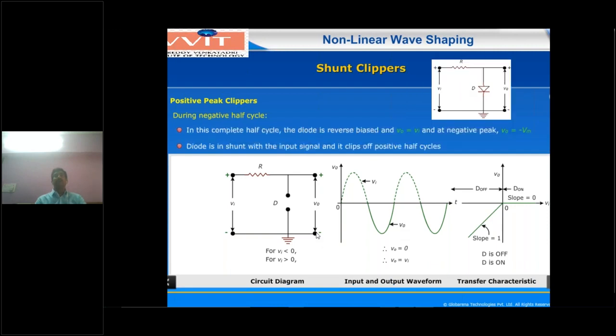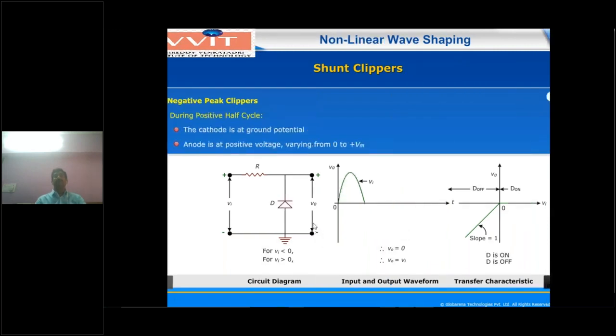And the next one is the negative peak clipping circuit. Here the diode will be in the reverse bias direction. In the previous one the diode was in the forward bias direction. Again, there will be two conditions. What are the two conditions? Vi less than 0, that means the input voltage is less than the reference voltage, which is a negative peak. And similarly, Vi greater than 0 means you are applying a positive peak.